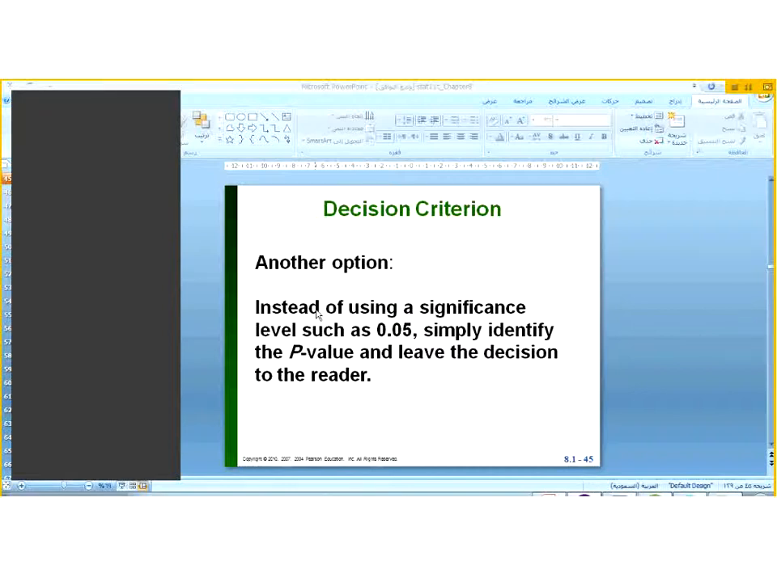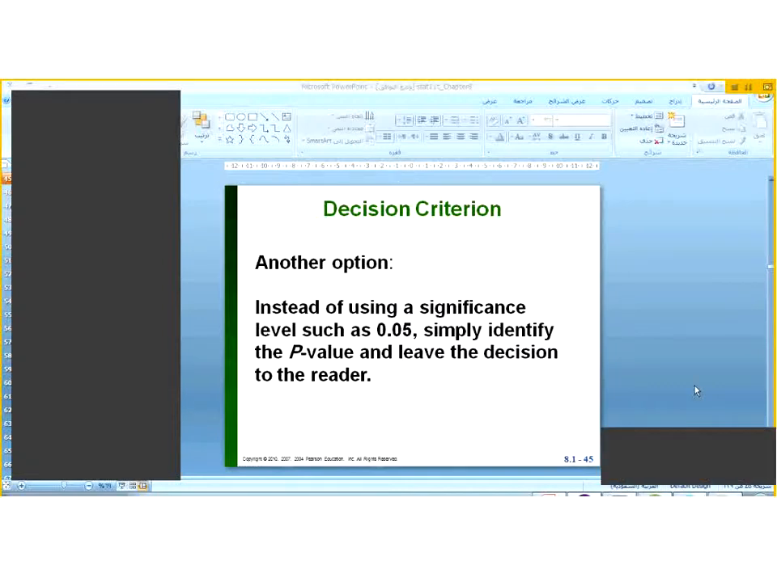Here is another option. Instead of using a significance level such as 0.05, simply identify the p-value and leave the decision to the reader. This is another method. Don't compare the p-value with alpha. So what do I do? Just state the p-value equals so and so. As a reader, it's up to you. You can reject or you can't reject. Okay? For example, if you as a reader feel that the p-value of this test is small, okay, then reject. But another reader finds that the value is not small enough, so he can't reject. Okay.